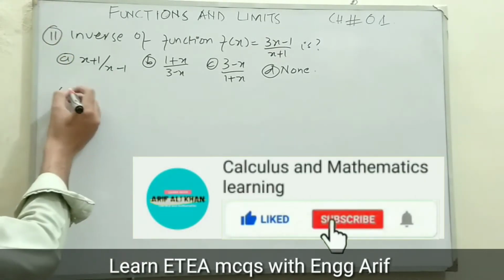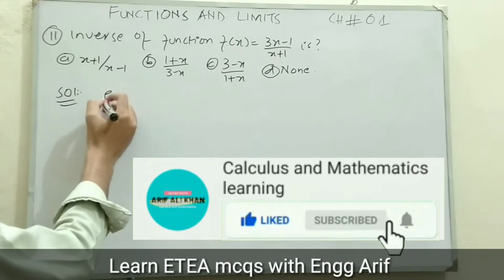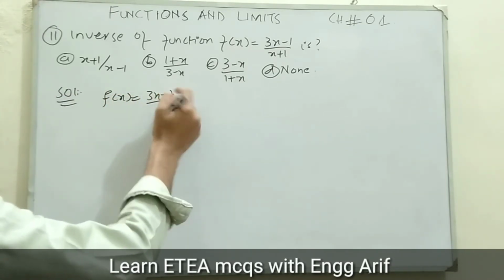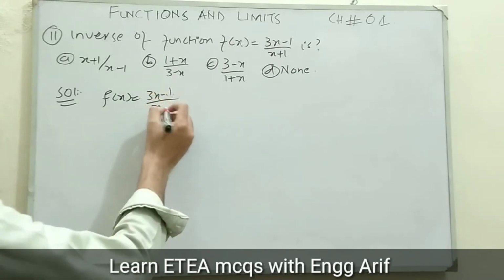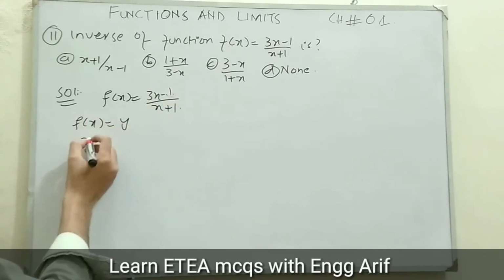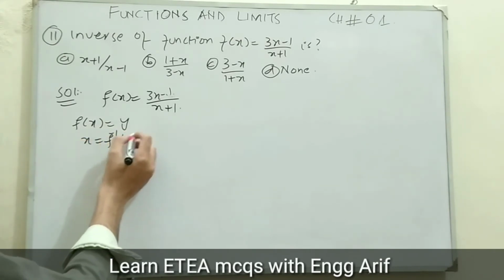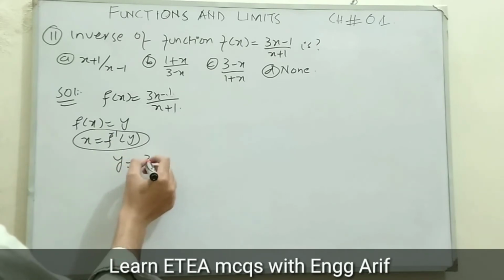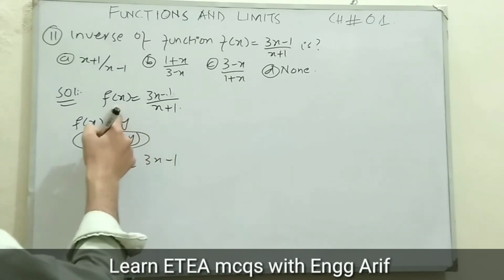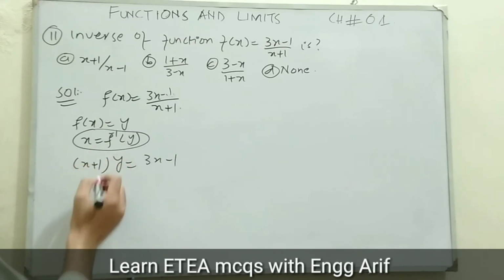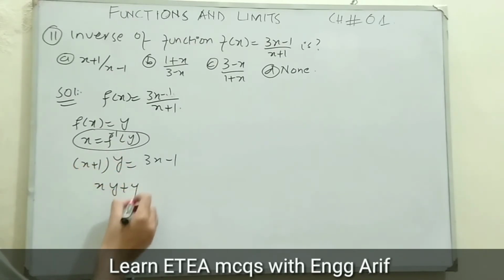So move towards the solution of MCQ number 11, taking the given function f of x is equal to (3x minus 1) divided by (x plus 1). You know that if f of x is equal to y, then x will be equal to f inverse of y. That is the first condition. After this, f of x is equal to y is equal to (3x minus 1) over (x plus 1). This x plus 1 will come over to the other side, so it will multiply with y: y times (x plus 1), so it becomes xy plus y.